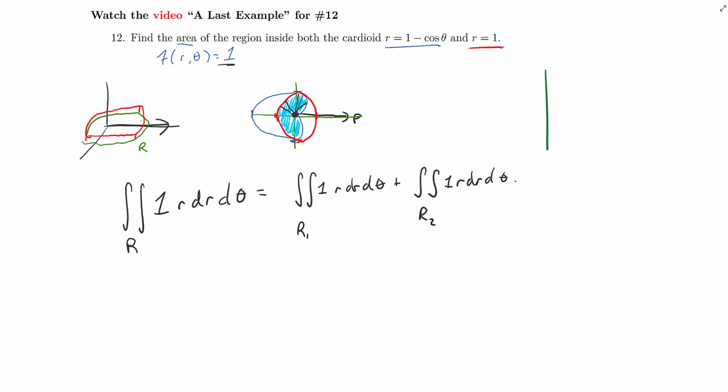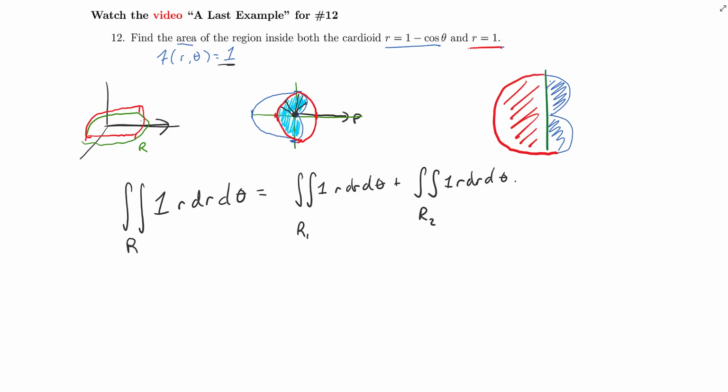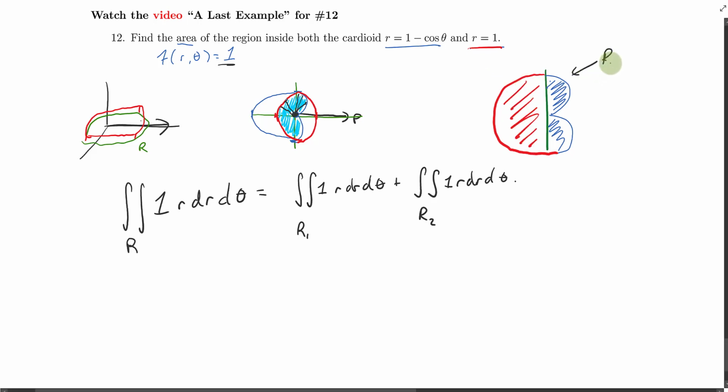We've got the first region, which is going to look like these two parts, kind of the bumps of the cardioid. That's going to be the first region that we find the area of. And then the second region is going to be the half circle, and that'll be the second region we find the area of. So I'm calling this first region right there R1, and call the second one R2.